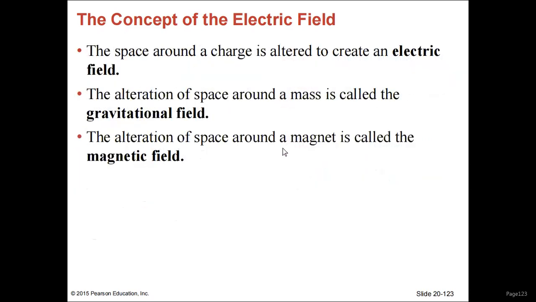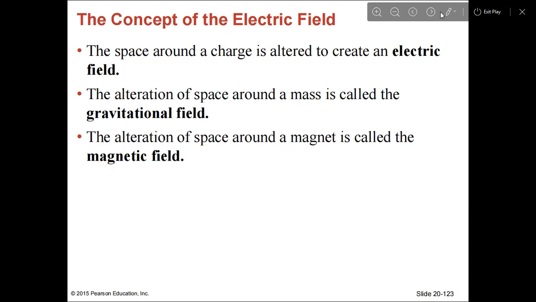So, regarding the concept of the field, there are three types of field. The space around a charge is altered to create an electric field, the alteration of space around a mass is called the gravitational field, and the alteration of space around a magnet is called the magnetic field. So we have to remember these three types of field: first the electric field, second the gravitational field, and third the magnetic field.